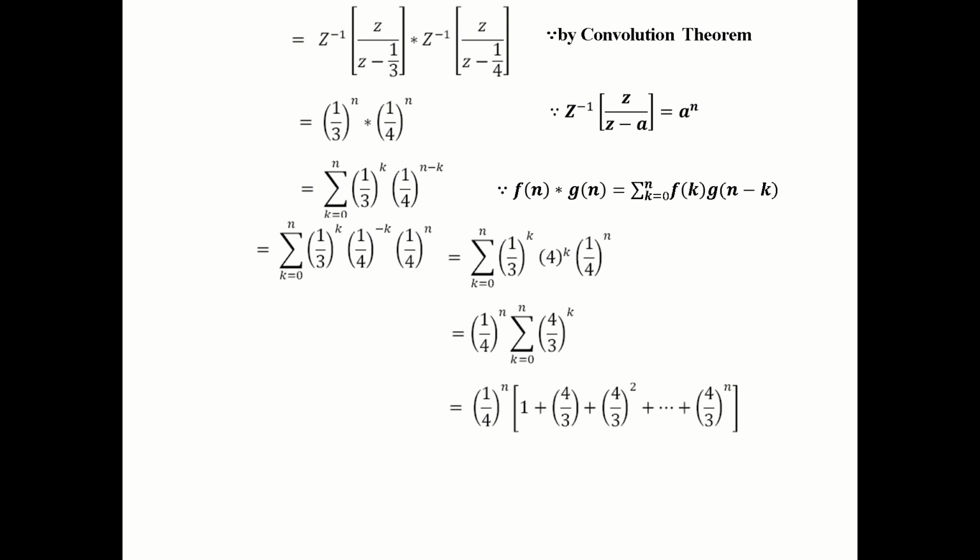4 by 3 power k, which is equal to 1 by 4 power n summation 1 plus 4 by 3 plus 4 by 3 square plus etc plus 4 by 3 power n. This is a GP with first term a equal to 1 and common ratio r is equal to 4 by 3. Therefore it is 1 by 4 power n times ((4 by 3) power n plus 1 minus 1) by (4 by 3 minus 1), right?